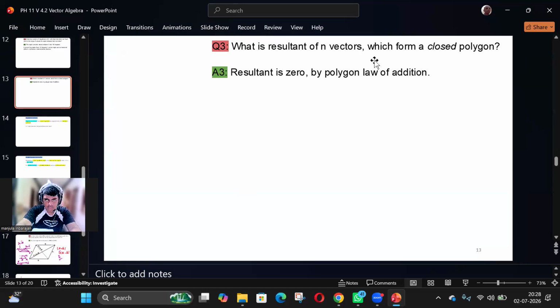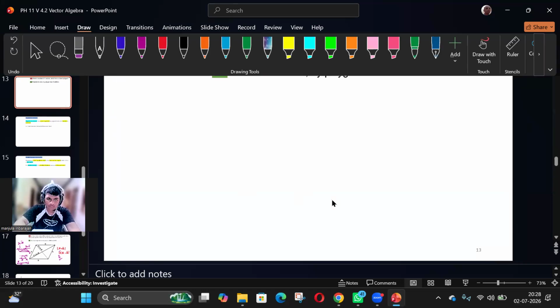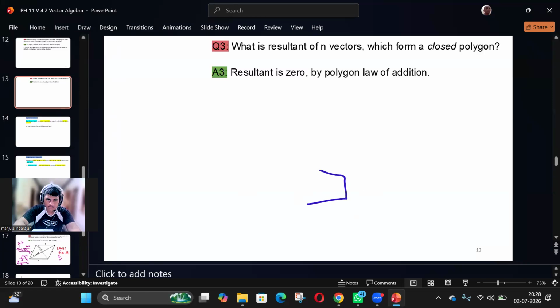So the result of n vectors forming a closed polygon, if it is possible, then the sum will be 0. Suppose I am having some 10 vectors. I have to transport the vectors to form a polygon. Say first vector, second vector, third vector, fourth vector, fifth vector, sixth, seventh. All the vectors are like this, tail to head. So suppose this is an open polygon, then the sum of 7 vectors is some value. But suppose I have an 8th vector like this, which makes the polygon closed, then the sum of the vectors is 0.